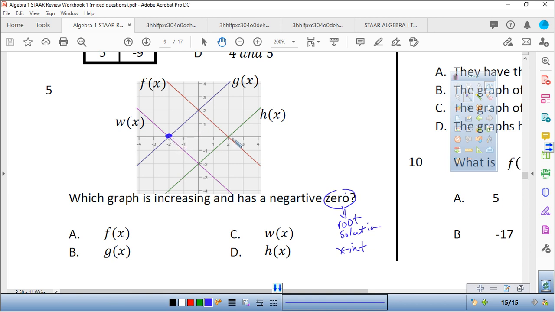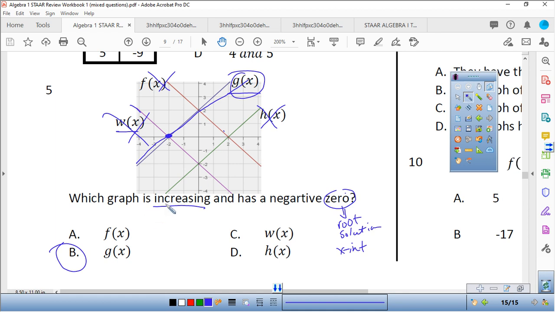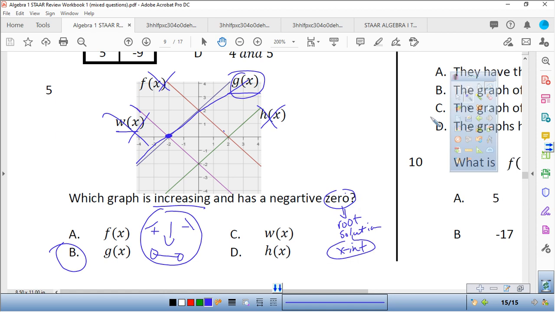Okay, now, so I'm going to say this is wrong, and this is wrong. This one is in the running because I have the x-intercept and the negative. But which one's increasing? Which one's going up? You see how this one's going up? So g of x. This one's going down. Out. Okay, increasing. Talking about your slope. Remember slope: positive, negative, undefined, 0. 0 is your x-intercept.